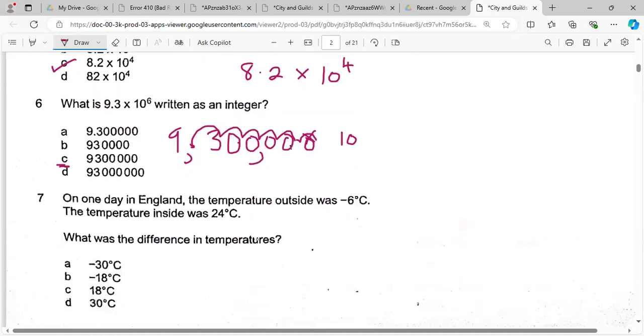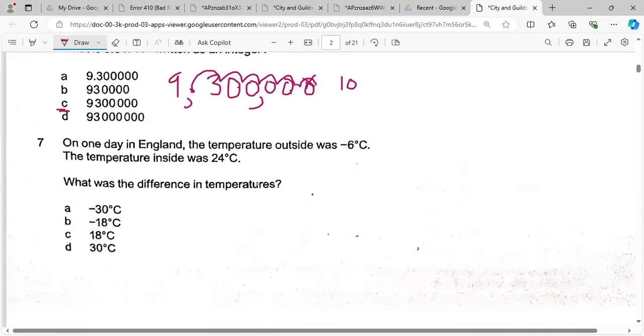This one, guys, is difficult. On one day in England, the temperature outside was -6 degrees Celsius. The temperature inside was 24. What was the difference in temperature? Work out that one and see what you guys get. This is not really a part of our syllabus, but still try, alright?